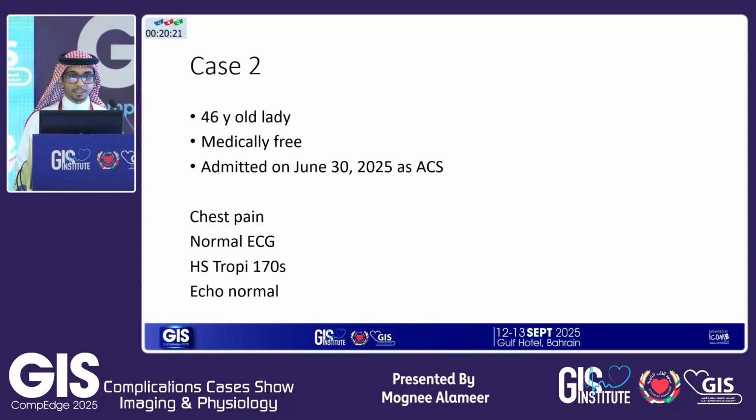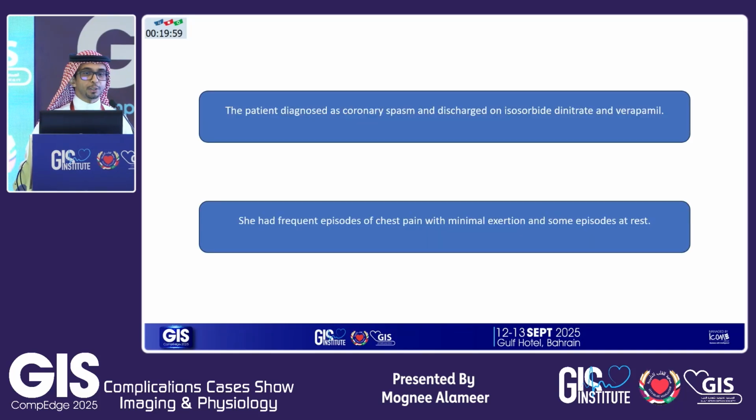Okay, case number 2, a 46-year-old lady, medically free, only a smoker. Admitted on June 30 this year as acute coronary syndrome in another center: chest pain, normal ECG, high sensitivity troponin 170, echo normal. They did a coronary angiogram for the patient. They diagnosed the patient as coronary spasm, and they discharged the patient on isosorbide dinitrate and verapamil.